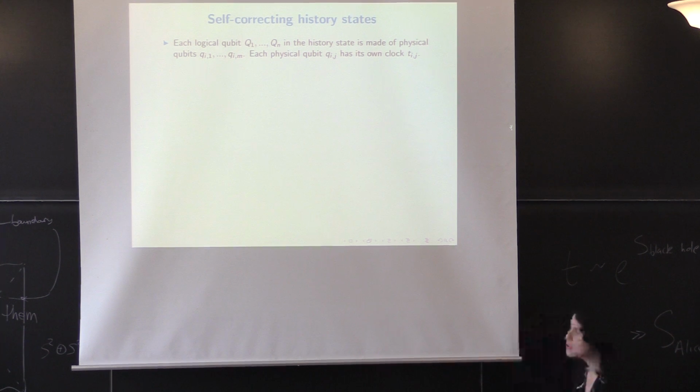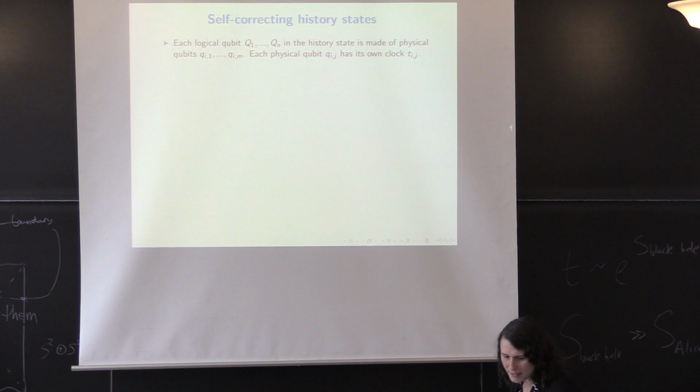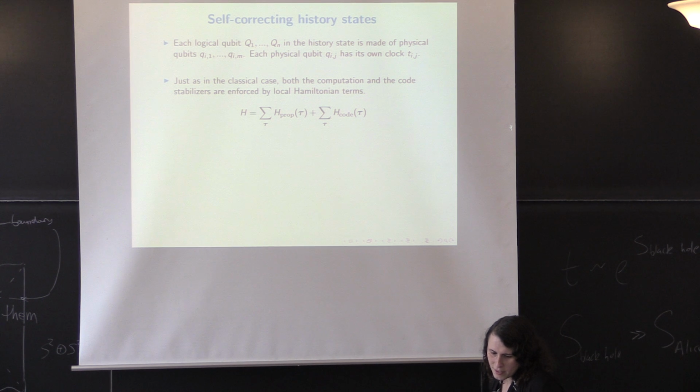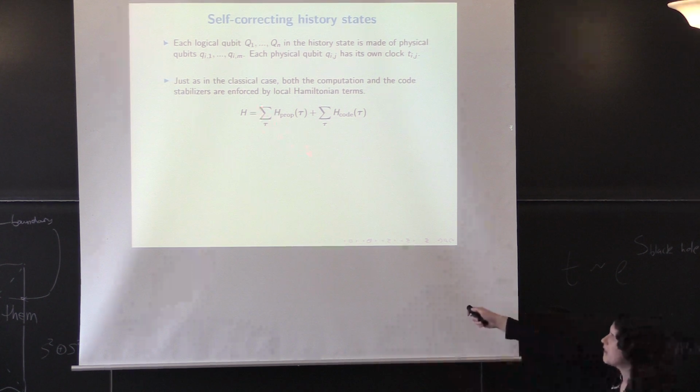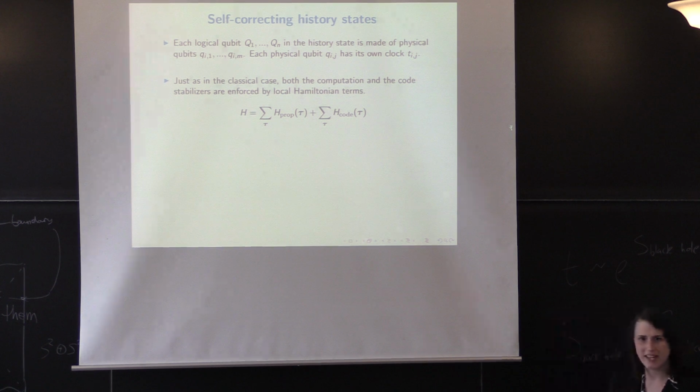So the logical qubits in the original computation are each going to be made of physical qubits, where m here is the number of physical qubits per logical qubit, which we should think of as macroscopic. And each physical qubit has its own clock qubit. So both the computation and the code stabilizers are enforced by local Hamiltonian terms. We're going to have a part of the Hamiltonian that enforces the propagation of the clocks with the local gates, and we're also going to have another part of the Hamiltonian that creates these code interactions between the particles, right?